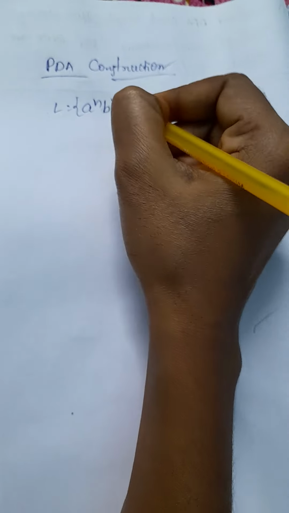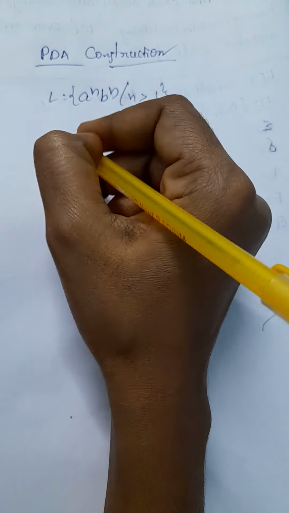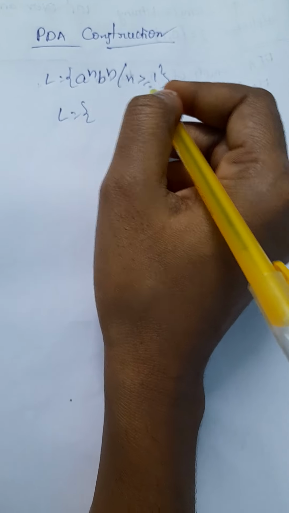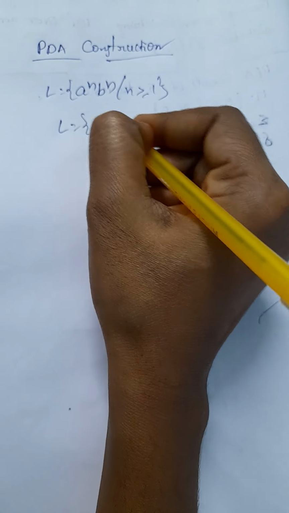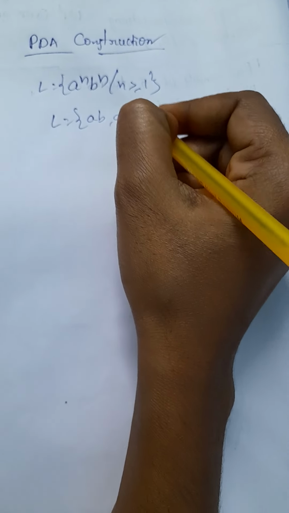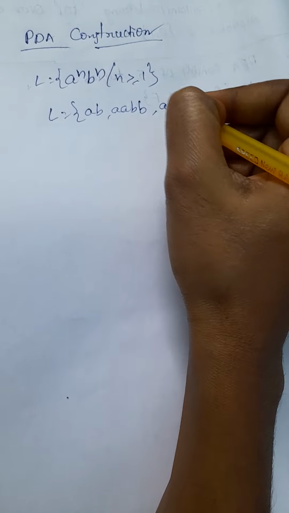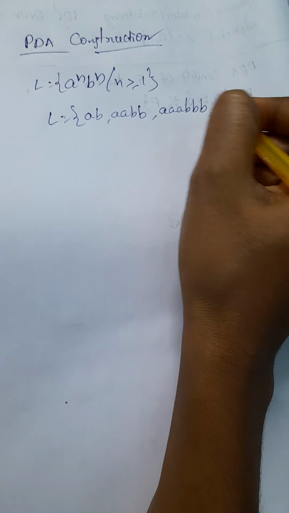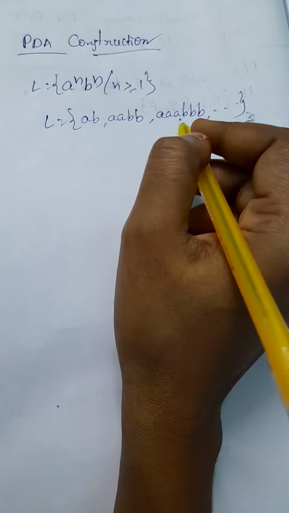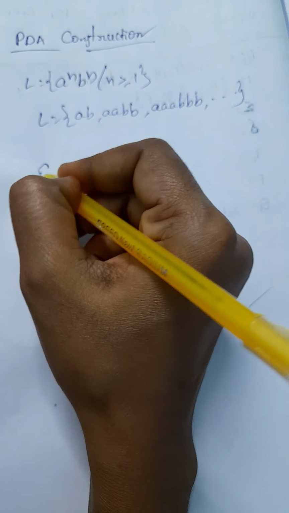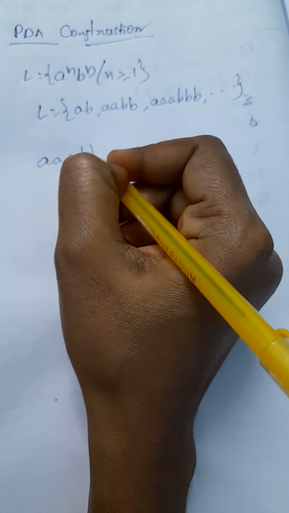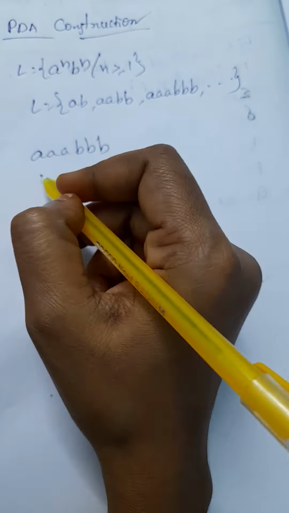Okay, so this is the language they have given. Now we will consider the strings in this. If you take n equals 1, it means AB; n equals 2 means AABB; n equals 3 means 3 A's and 3 B's. So like that it's an infinite language. We will consider any one of the strings, for example, 3 A's and 3 B's. Then what will we do?